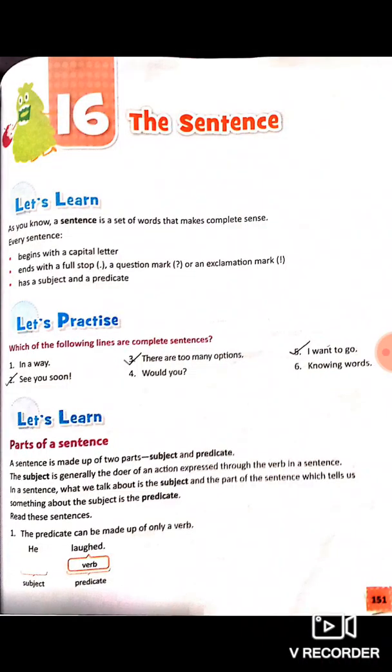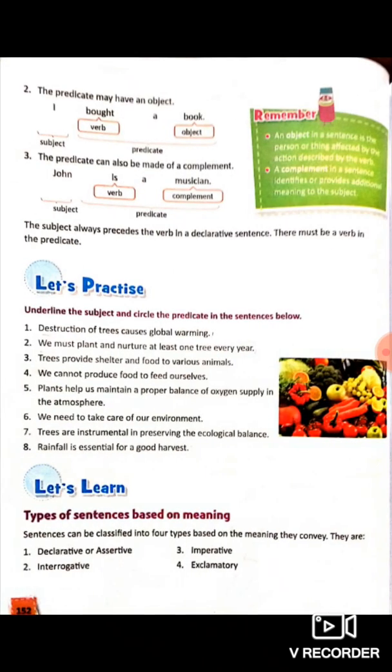Look at this example here. The predicate can be made up of only a verb. The predicate can also consist of only a verb, children. Like he laughed. Here in he laughed, he is the subject and laughed is the verb. Although there are no complements or any other object present after laughed, but yes, laughed is a verb and that can form the only predicate in the sentence. Okay, now moving on to the next page.